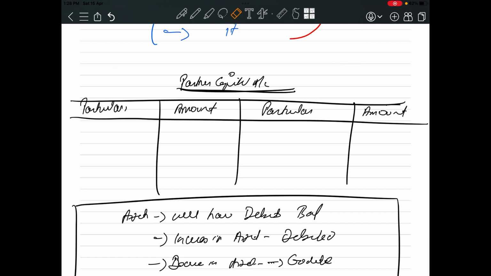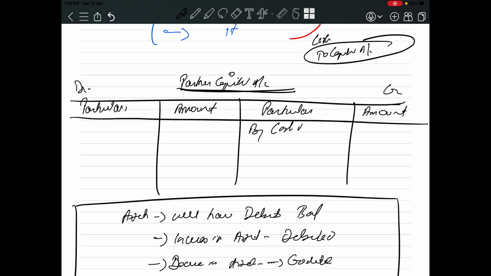Now see, when a partner introduces capital into the business, this is the debit side and this is the credit side. Liability will always have a credit balance. So whenever we pass a journal entry, what is the entry? Cash account to capital account. See, capital is credited, right? So here we'll have cash account, capital introduced into the business.